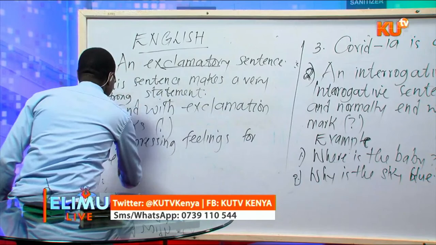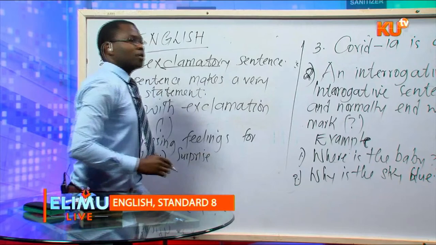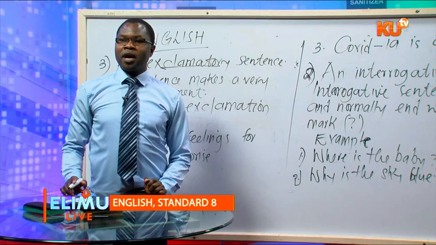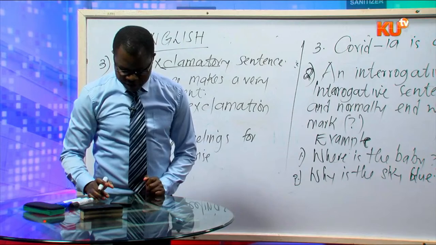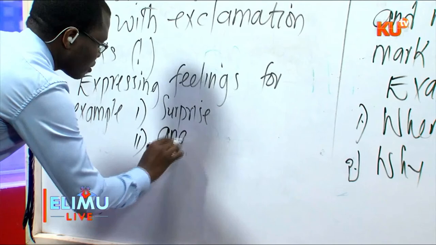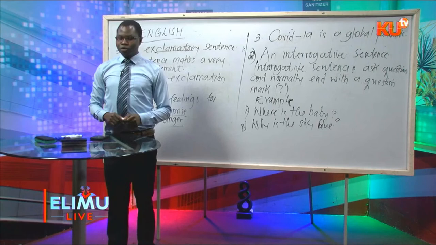For example, they can be used to express, one, surprise. Whenever somebody is surprised, an exclamatory sentence is used to express their feelings. Number two, it can also be used to express anger. Whenever somebody is angry or disappointed, this exclamatory sentence is used to express their feelings.